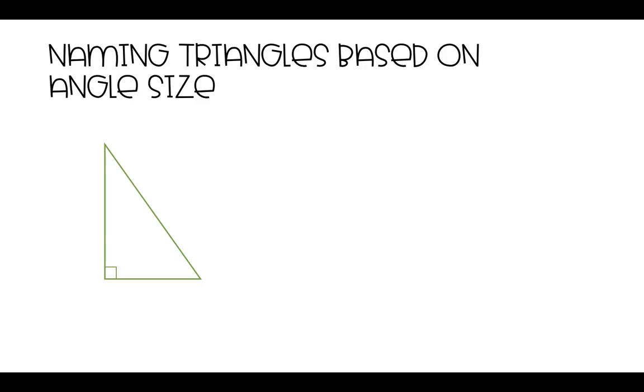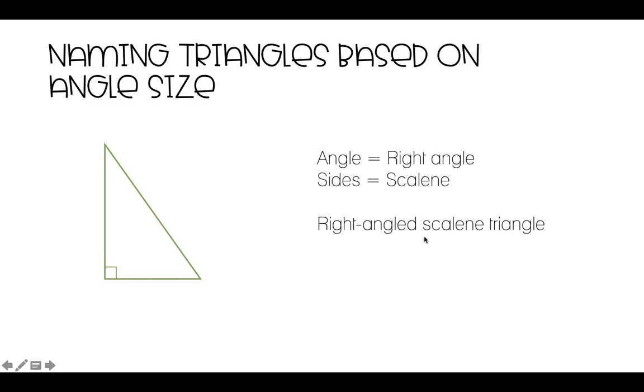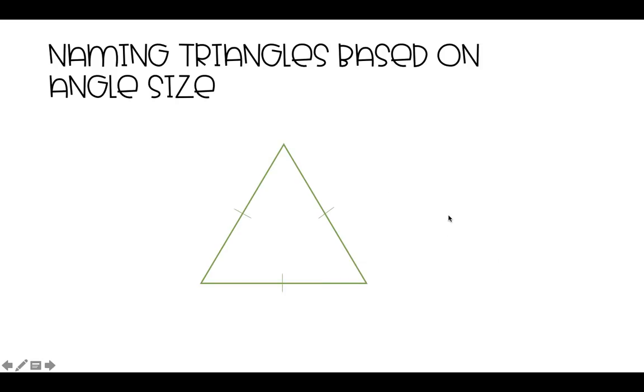So let's now start looking at naming triangles based on their angle size. So if a triangle has a right angle at all, we've got a right angle and we've got a scalene because none of these lengths are the same. So we call this a right angled scalene triangle. So when you're asked to name a triangle, you are basing this on its angle and its lengths. Now, in your worksheet, it'll have different triangles it wants you to draw.